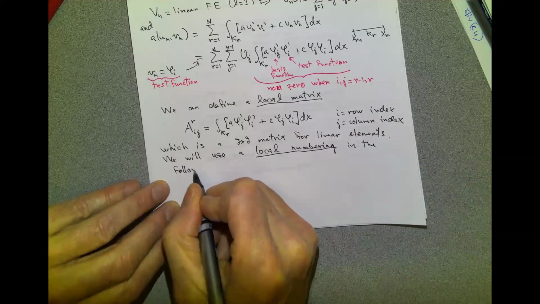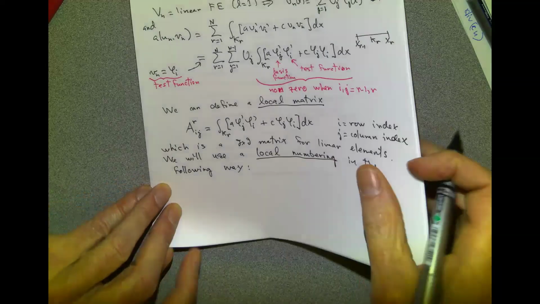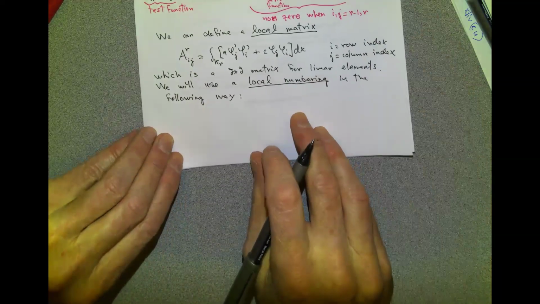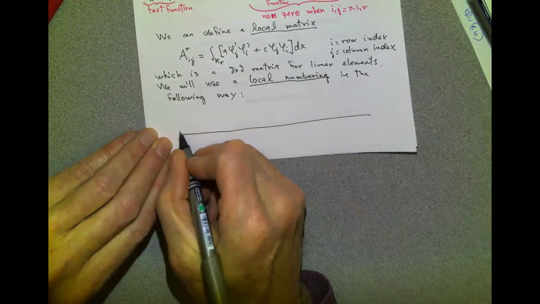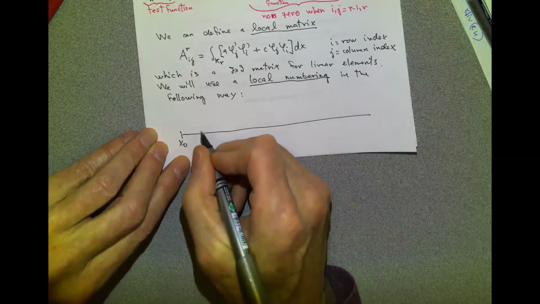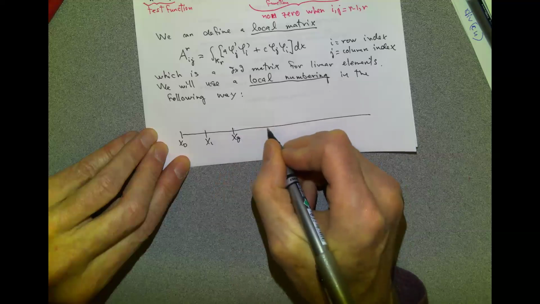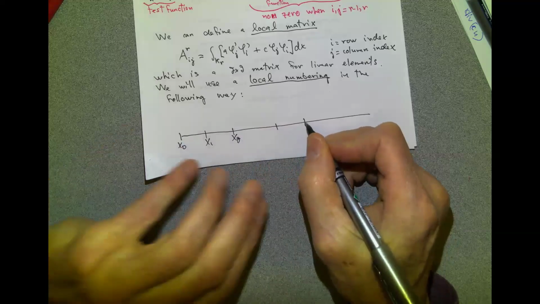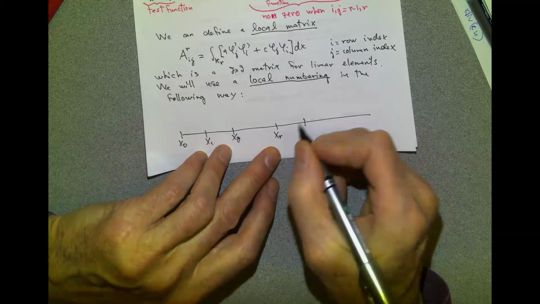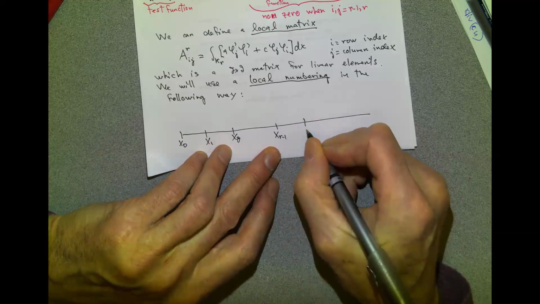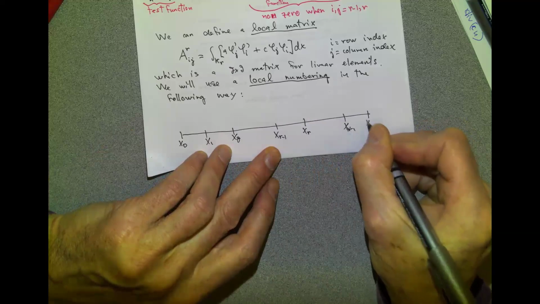And global numbering as well. So we're going to do it this way. Let me write how it's going to work. So what do we have? We have our mesh like that. We're starting from x0, x1, x1, x2. We keep going like that. We're having x_{r-1}, x_r, and then we're going x_{n-1}, x_n like that.